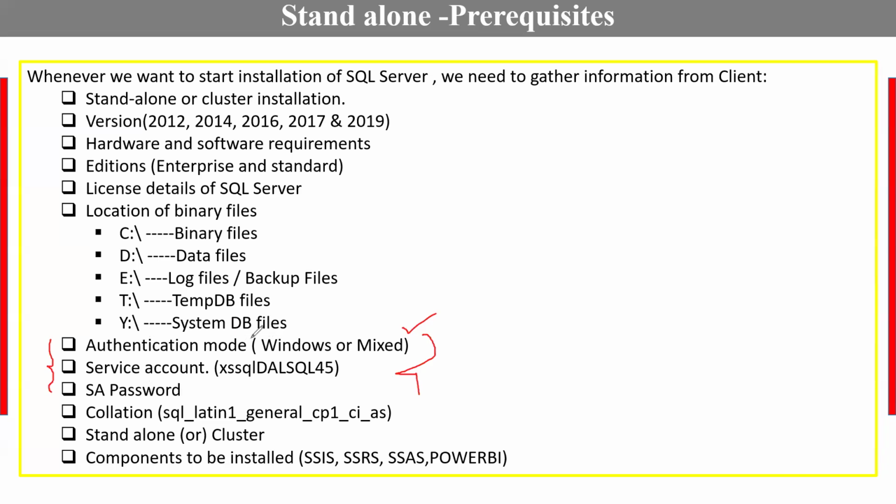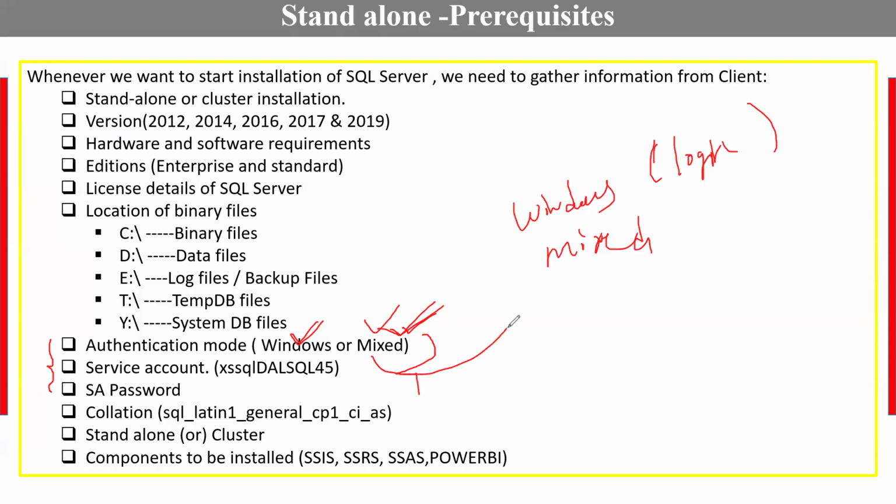Authentication mode is also very important. Most of the people, there are two types of authentication. One is Windows authentication, one is mixed authentication. Windows authentication means only Windows logins are allowed. Don't get confused. There are two types of authentication. As per best practice, what we can recommend is to enable mixed mode rather than going for Windows mode. Enable the mixed mode, but we won't use SQL logins. Mixed mode means it will allow Windows logins, and it will allow SQL logins as well.